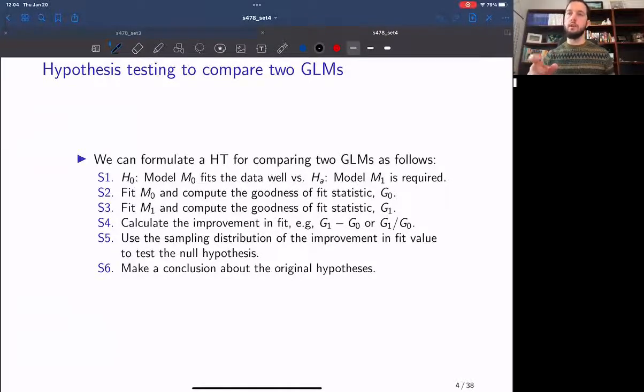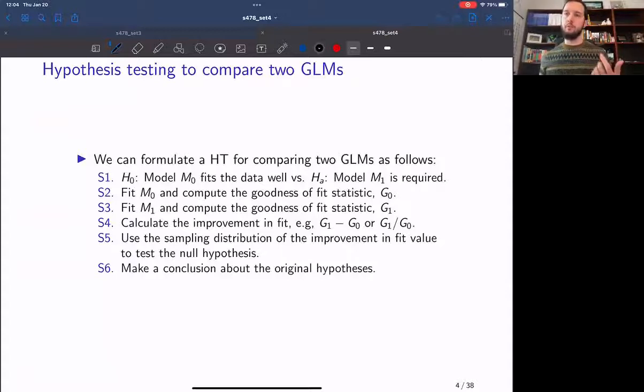So H0 is going to consider the smaller of the two models. We then compute a goodness of fit statistic for G0 and G1. This can be, for example, the deviance measure, which we'll talk about later. We then calculate an improvement. This can be done by subtracting the values or by dividing them.